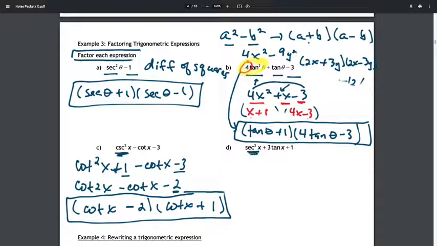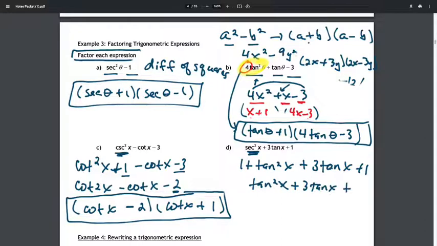Okay, so I know secant squared theta is the same thing as 1 plus tangent squared x. So I can replace that secant squared with that, using my Pythagorean identity. And then combine like terms, so we have tangent squared x plus 3 tangent x, and then the two ones combine to be 2. And so that'll factor to be tangent x in the first parentheses and tangent x in the second, because tangent times tangent gives me tangent squared.